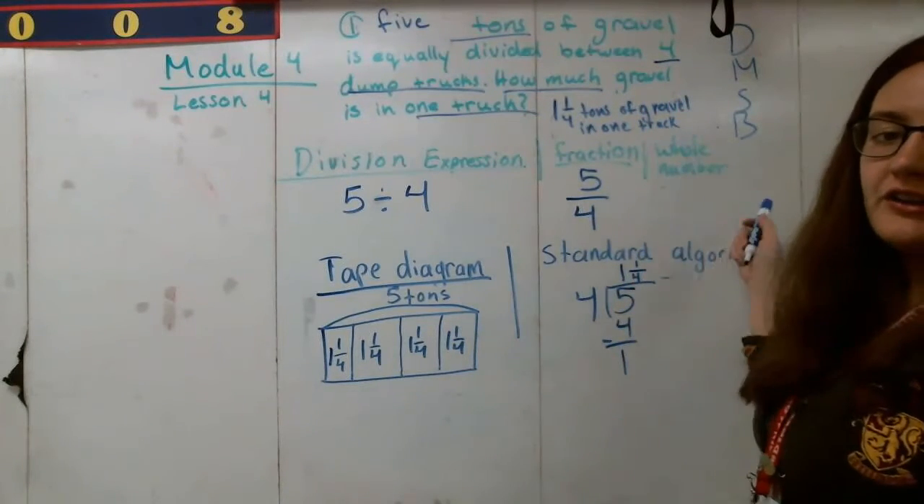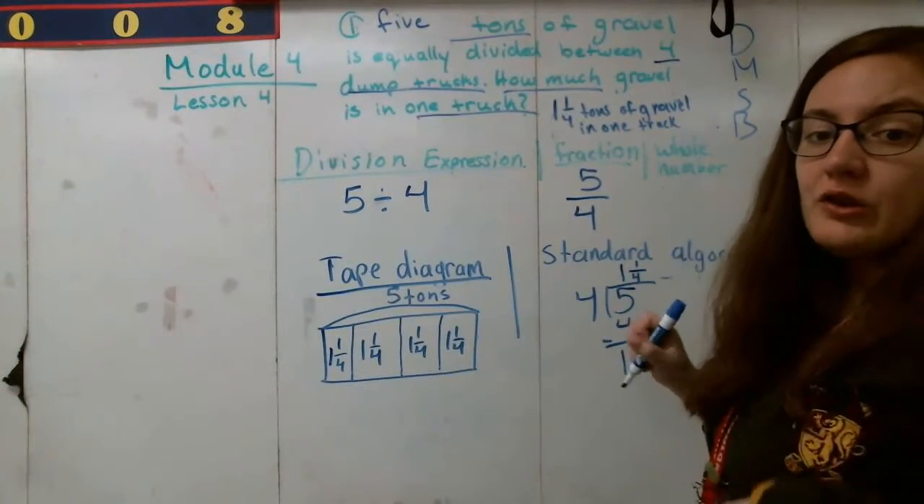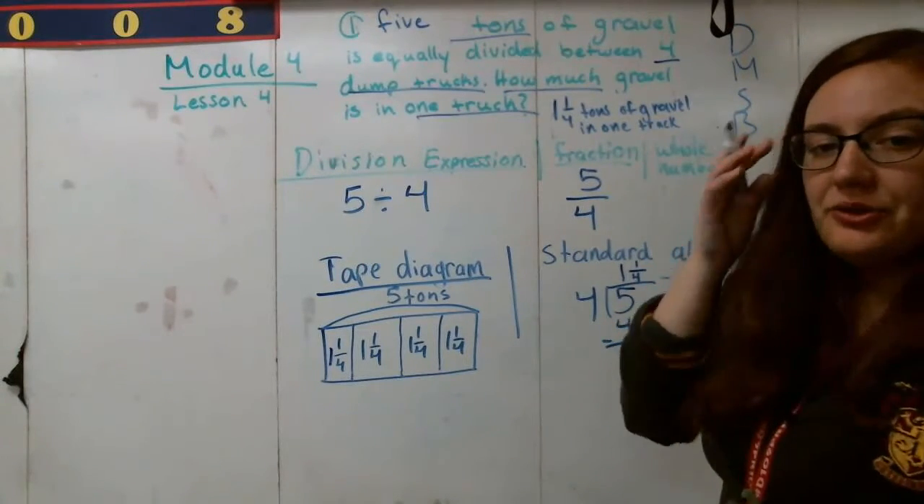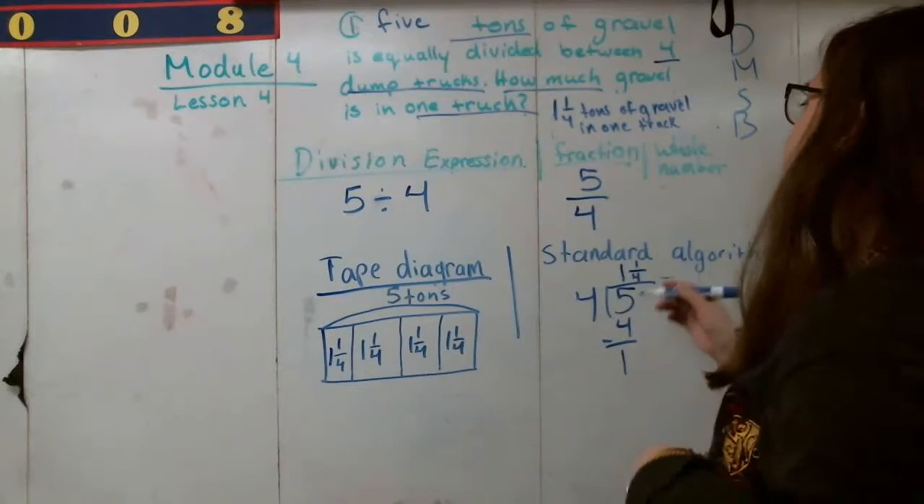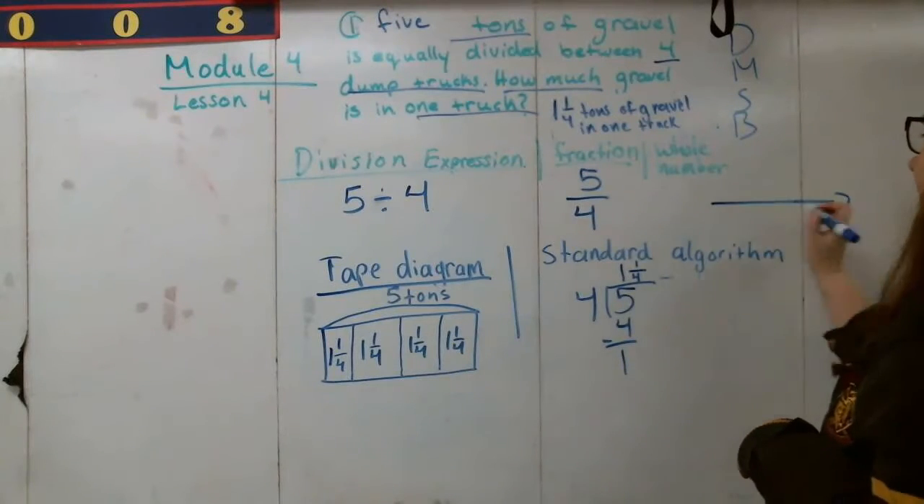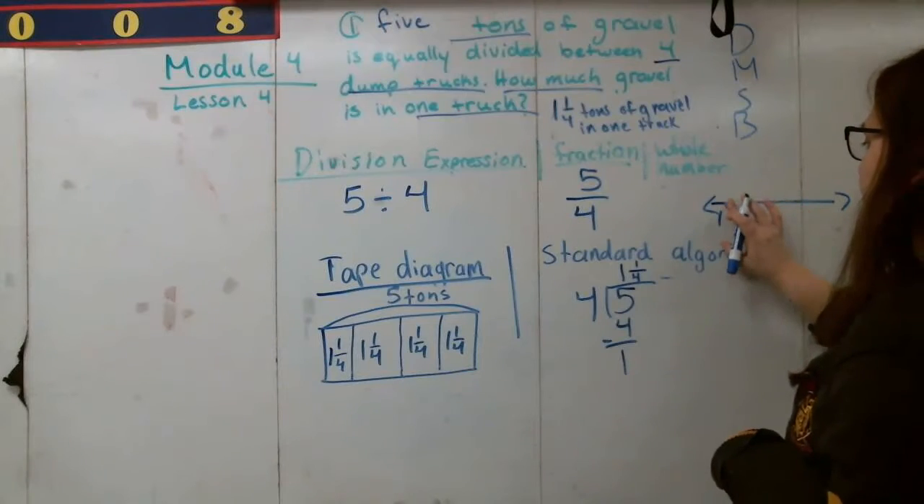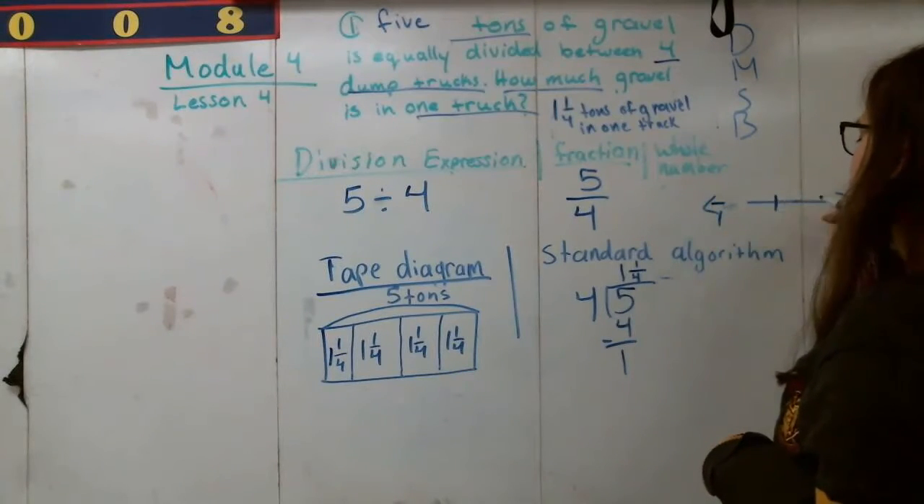Now, real quick, we also need to look at our whole numbers. So we want to figure out what whole numbers our answer is in between. And if it helps you, you can think of a number line. So if I were to draw a really quick number line, I would have 1 right here, and then 2. Maybe I'll split this into fourths.